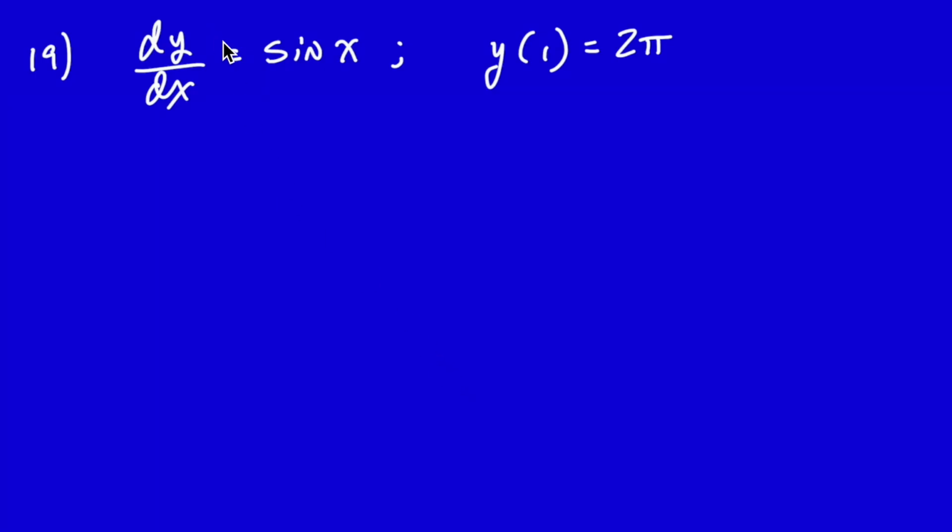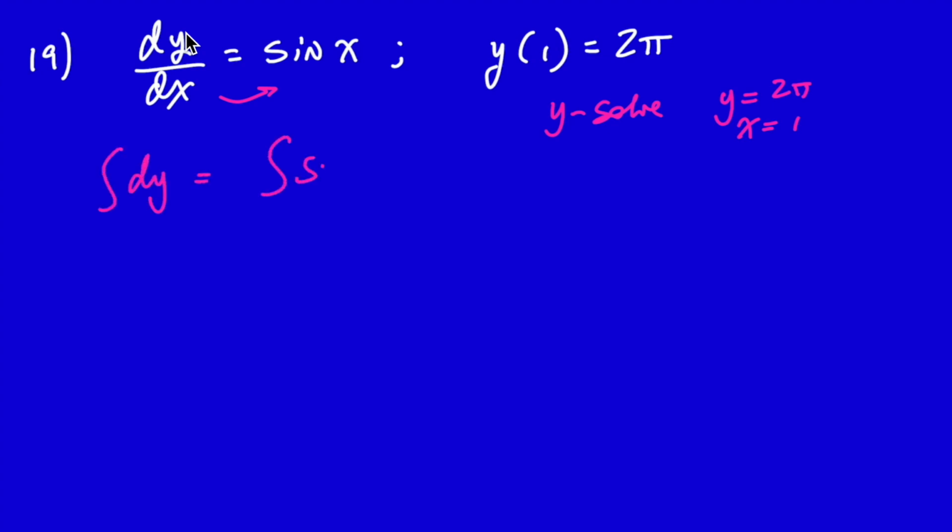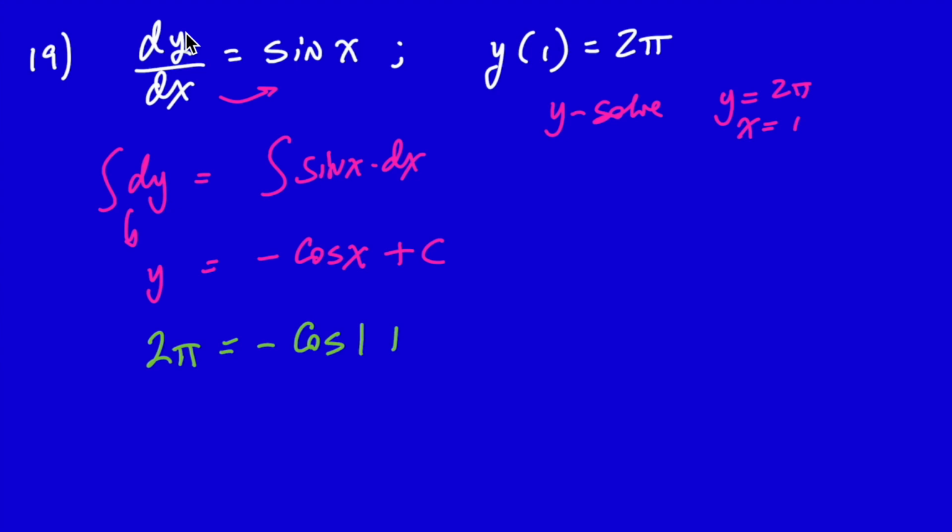Next, we have the equation dy dx equals sine of x. We're going to be solving for y. And the y value when we plug in is going to be 2 pi, and the x value is going to equal 1. We're going to multiply both sides by dx. We're going to end up integrating dy as well as sine x dx. When we integrate dy, we're going to get y, and on the right hand side we're going to get negative cosine x plus c. We are now going to go ahead and plug in. We're going to have 2 pi equals negative cosine of 1 plus c.